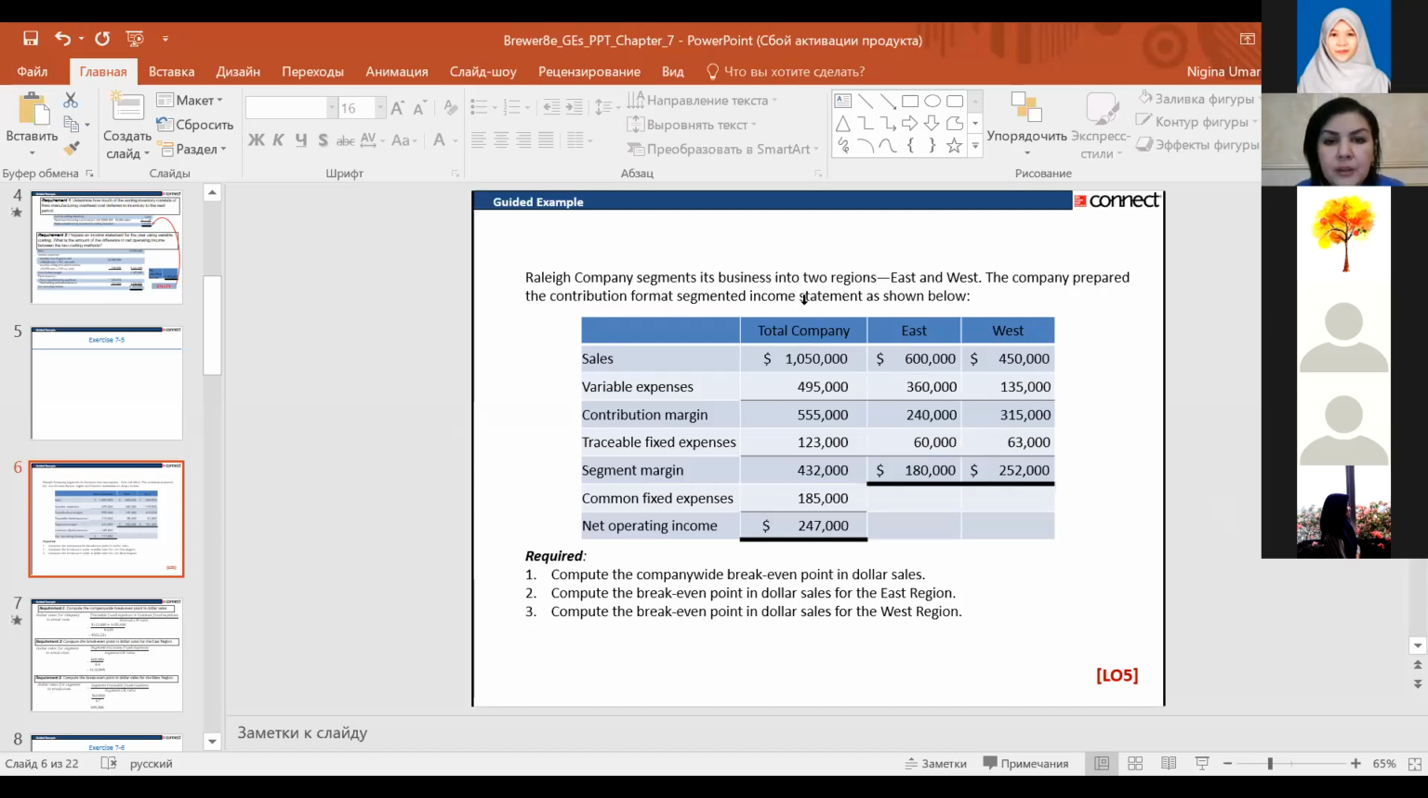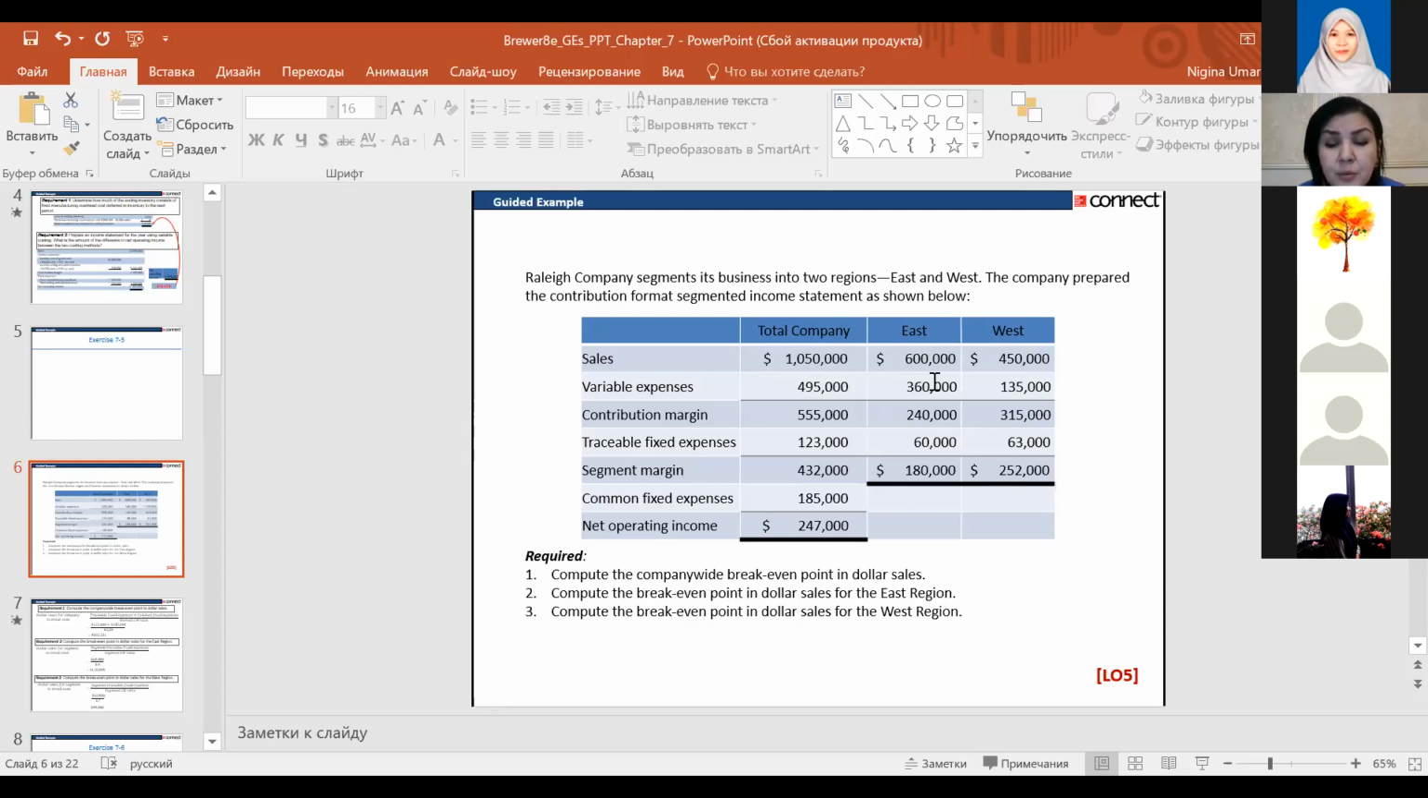Okay, so let's look at this example. So this company has two segments, East and West segment, and each of them has sales revenue, variable expenses, contribution margin, traceable fixed cost, segment margin. So how do we calculate the total for the company? So sales revenue, if we add up 600,000 plus 450,000, the company total is 1,050,000 of sales revenue.